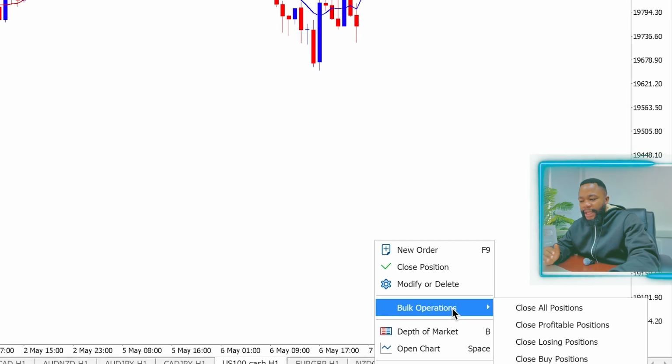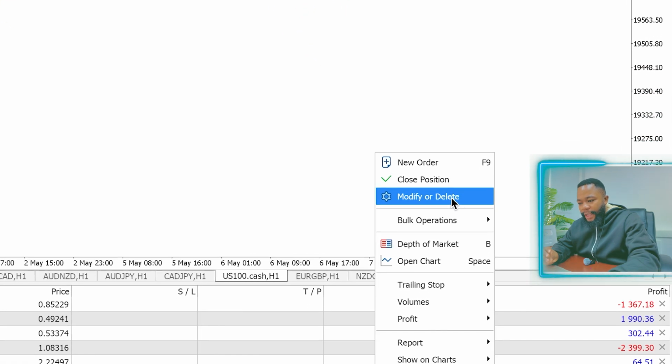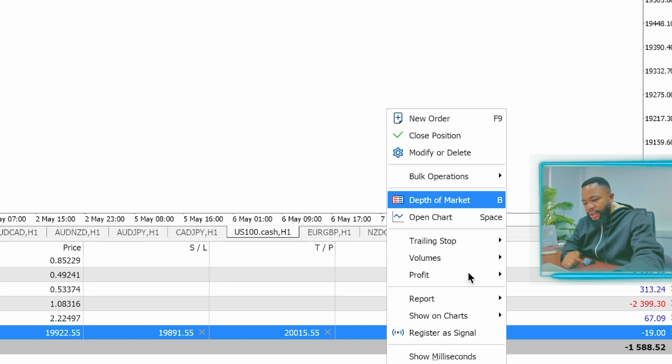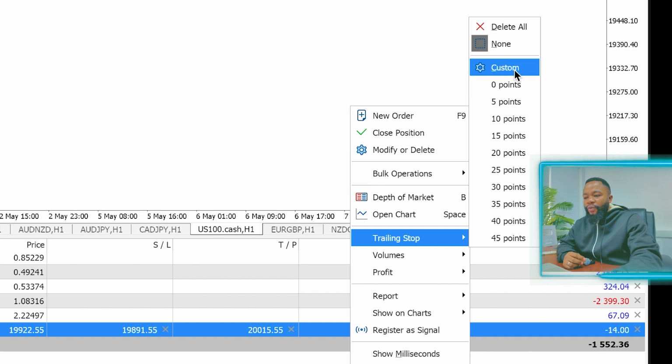You go to where it says modify. But even before you go to modify, let's just check. There's trailing stop right here. You right click, you go to trailing stop, and you go to custom. Remember, you need to put it in terms of custom.